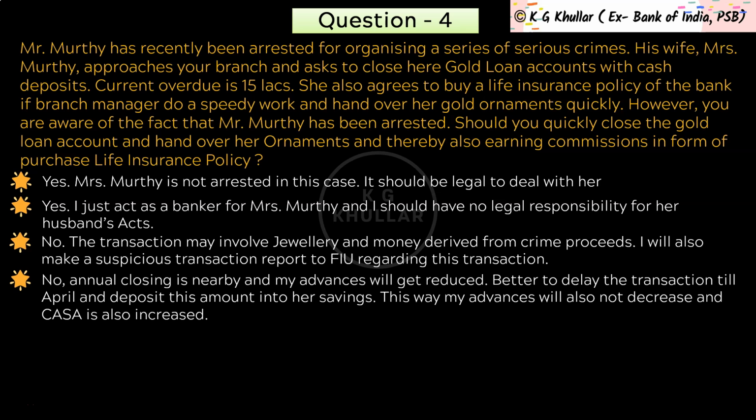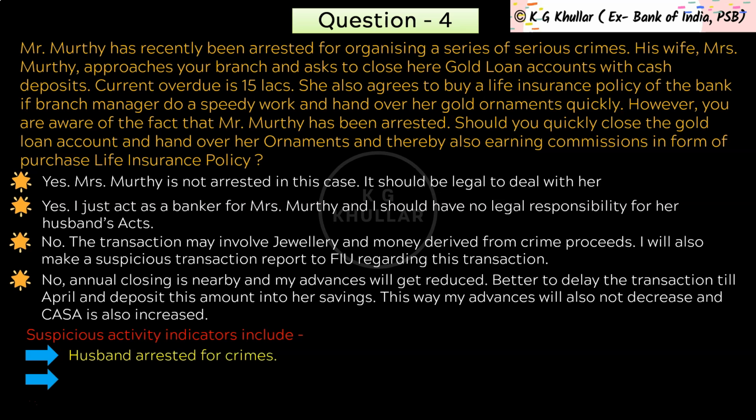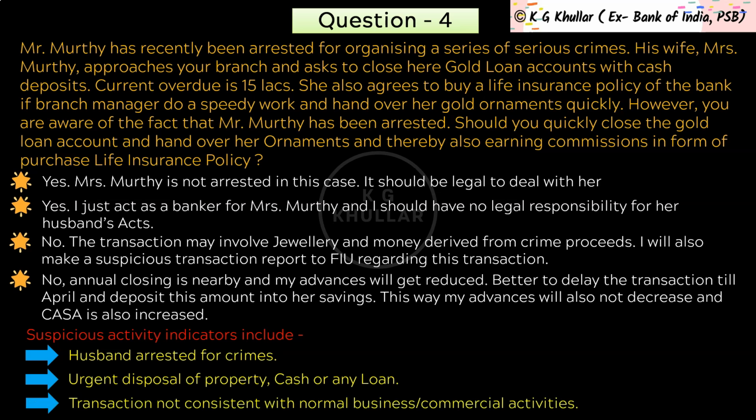Now friends, this is a very good case study. Please note the suspicious activity indicators include first, husband arrested for crimes, then second, urgent disposal of property, cash or any loan, and lastly, transaction not consistent with normal business or commercial activities. So friends, in this case study, since you are aware that Mr. Murthy is arrested for serious crimes and suddenly Mrs. Murthy comes with rupees 15 lakh cash, then this must raise your eyebrows. And as we have learned in previous lecture that you must delay this transaction and should not fall for that life insurance policy trap. You must immediately file a STR with FIU also. Thus the correct answer for the given question is option C.